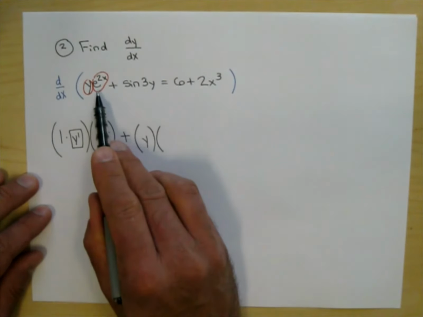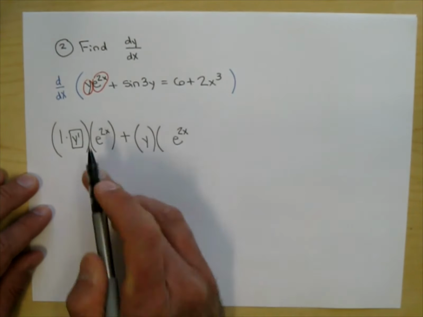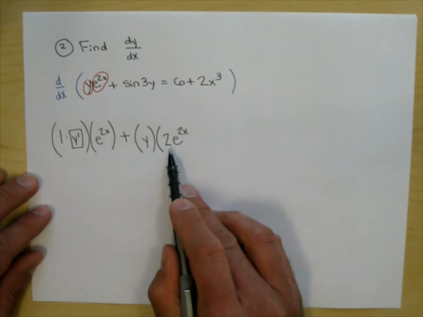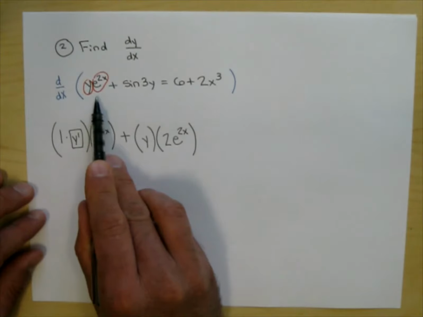Now the derivative of e to the 2x is a little chain rule, so e to something is e to that something. And then the derivative of 2x is just 2. And notice I threw the 2 in front when I did that. So that takes care of the derivative of that term there.